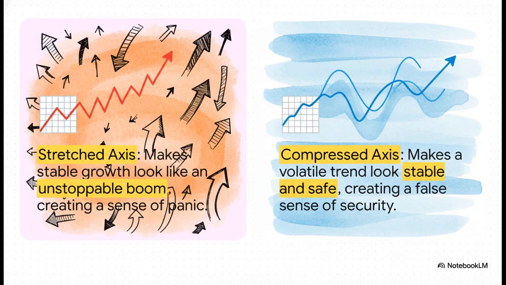Just think about a company's sales numbers. If you want to create a panic, make it look like things are out of control, you just stretch that vertical axis way, way out. All of a sudden, normal, steady growth looks like a crazy, unsustainable rocket launch. But what if you want to reassure people? You just squish that same axis way down. Now a stock with wild up and down swings looks like a totally stable, safe bet. You're controlling the whole story without changing a single number.